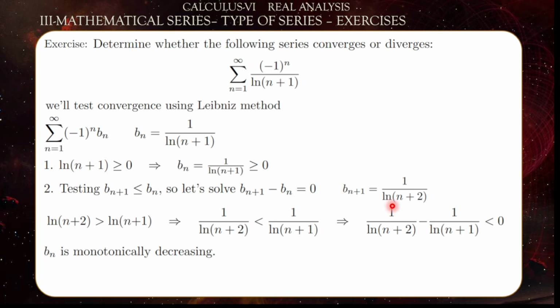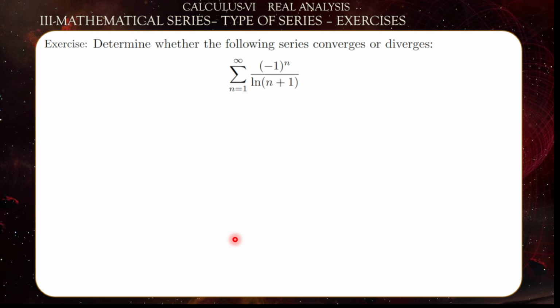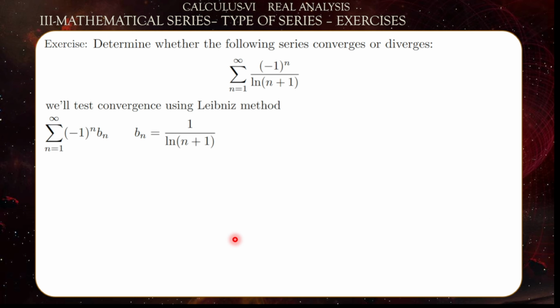Hence, 1 divided by ln of (n+2) minus 1 divided by ln of (n+1) is less than 0. Why? Because this quantity is less than 1 divided by ln of (n+1); 1 divided by ln of (n+1) is greater. So b_n is monotonically decreasing.